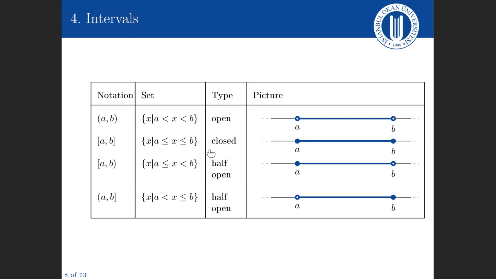Or we might have sets where one of the endpoints is in and one of the endpoints is not in. These are half open intervals. For example, square bracket a comma b round bracket. A is in the set, b is not in the set. Or round bracket a comma b square bracket. B is in the set, but a is not in the set.